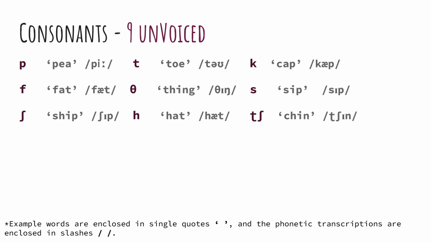Now let's look at those 9 unvoiced consonants. They are p, p, t, toe, k, cap, f, fat, s, thin, s, sip, sh, shape, h, hat, ch, chin.